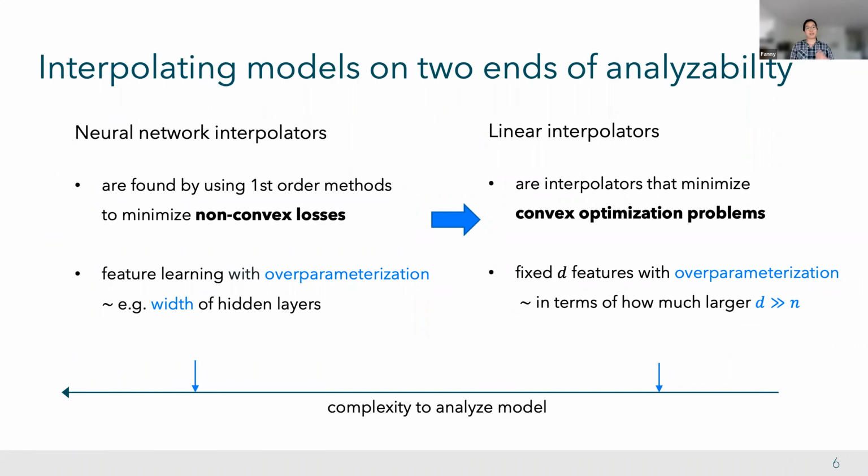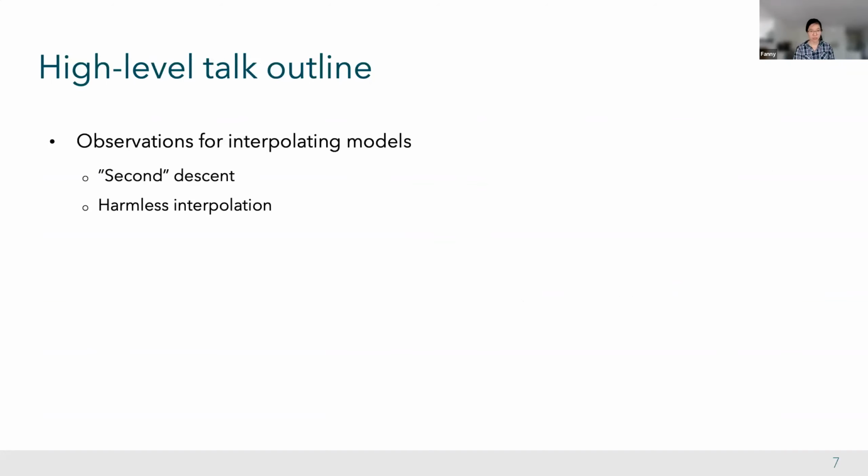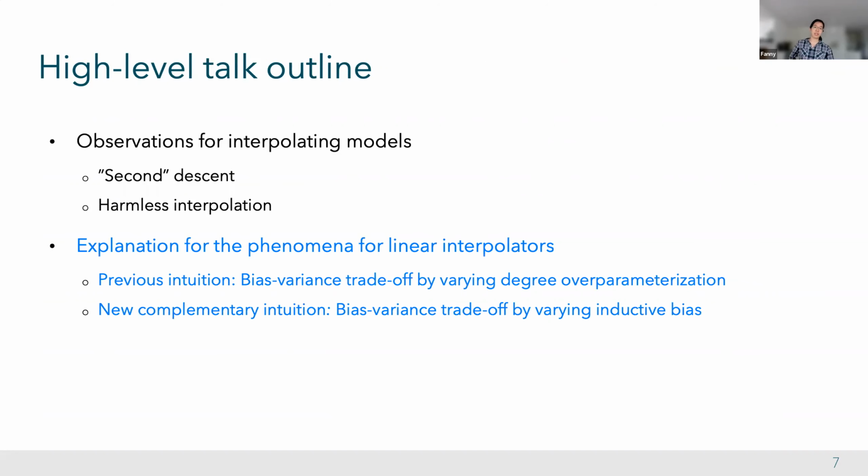And hopefully these insights or intuitions can transfer to particular explanatory hypotheses for neural networks that can then be verified experimentally later. This is the goal of the talk. We're now going to focus entirely on linear interpolators. Okay, so what's the high-level outline for the rest of the hour?